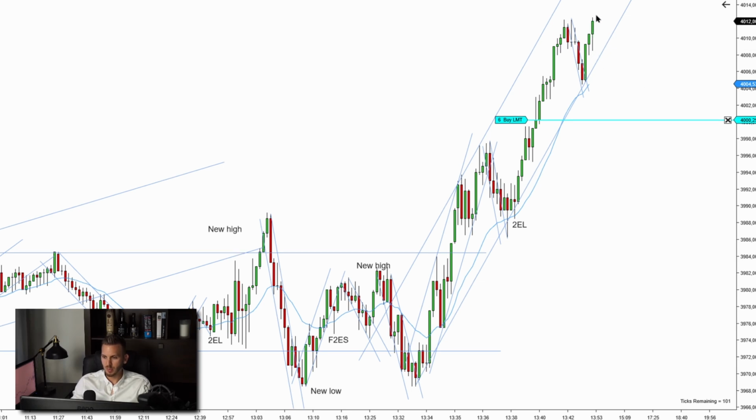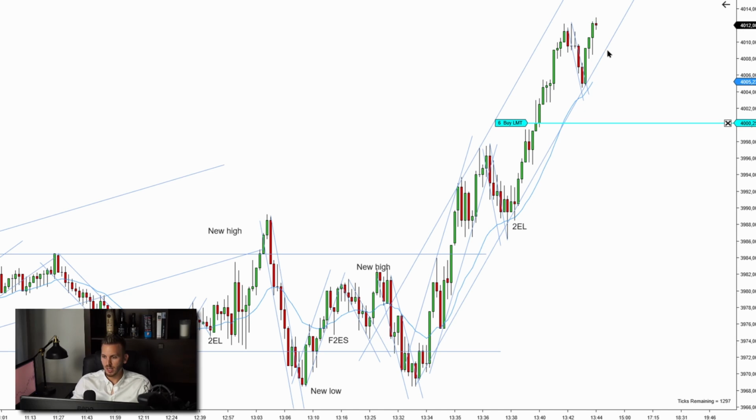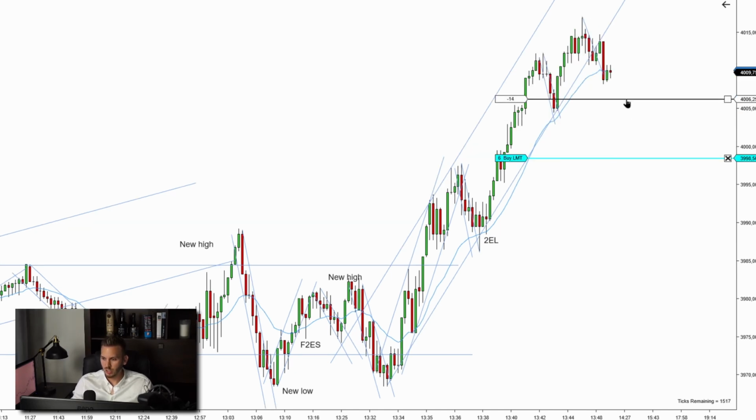And prices keep pushing higher. So we created a new high and I need to wait for another correction now. All right, traders, I'm preparing my limit order as we may have a second entry long, two-legged pullback at the key entry point.